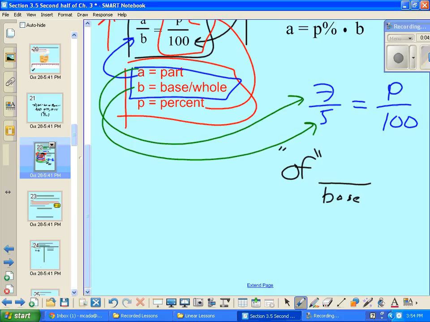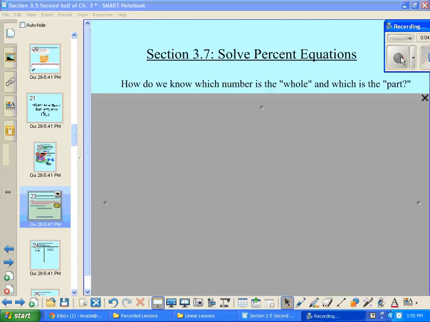Okay, so that's one way we can find out which number is the part and which number is the base. The word of is a key word. Usually the number right after the word of will be the base for our problem. But I think I talk about this on the next page, so we'll move along here.